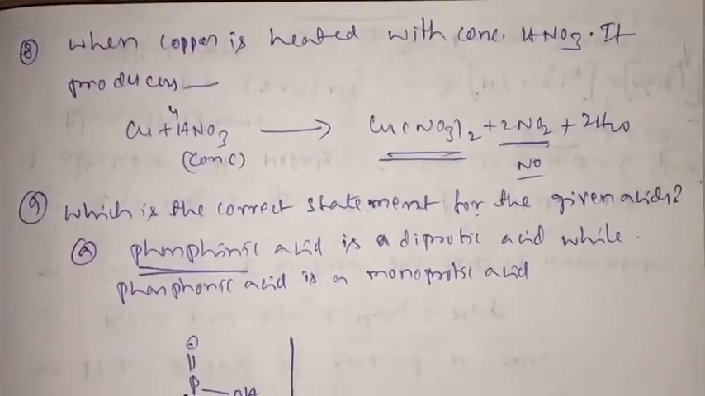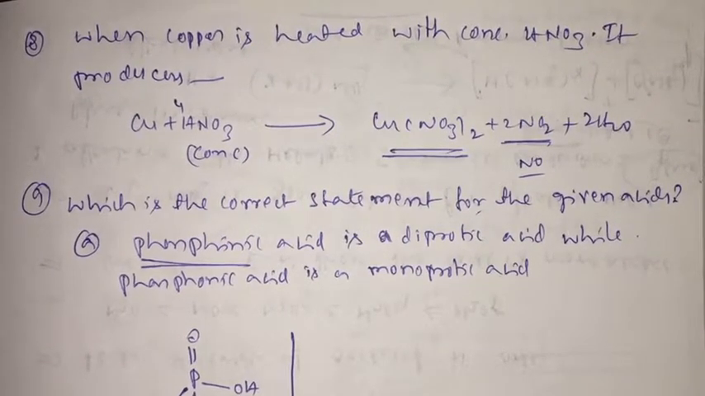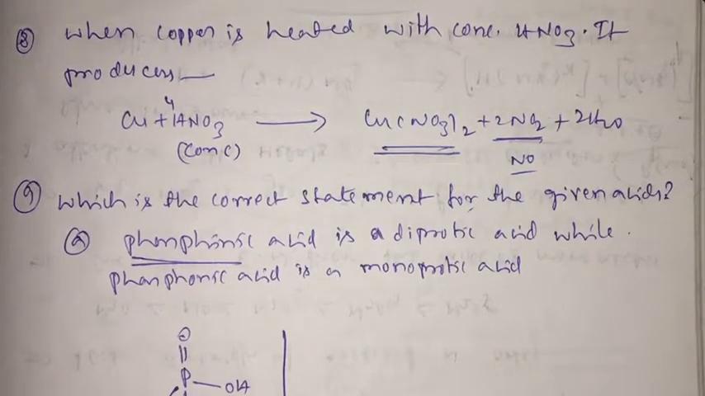Next one, when copper is heated with concentrated HNO3, it produces what? Copper reacts with concentrated HNO3. There are 3 cases you can keep in mind: dilute, moderate, concentrated. These 3 equations you should remember. Any one of the cases you can get as a question.